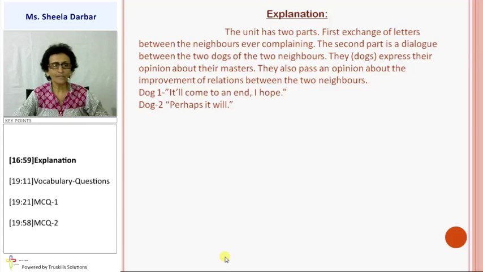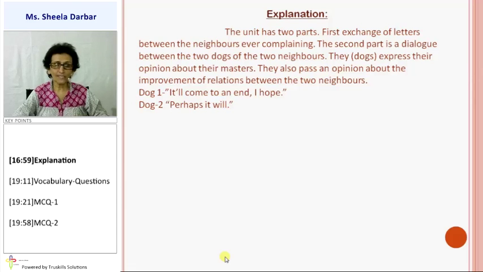If you ever go into the natural environment, you'll find all animals are living happily. Nobody is fighting that this is my territory and you and me. There is no anything like ego. But here you can see the dogs can understand their masters have great ego. They also pass an opinion. Just imagine dogs, the pets, are passing opinion about the masters, about the improvement of relations between the two neighbors.